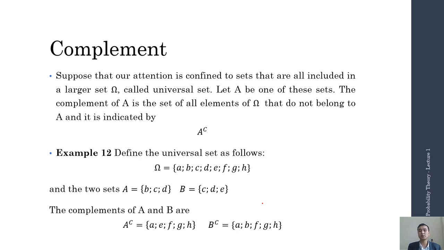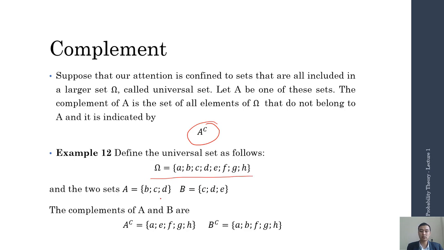The complement. Suppose that our attention is confined to sets that are all included in a larger set, omega, capital Greek letter, called the universal set. Let A be one of these sets. The complement of A is the set of all elements of omega that do not belong to A. It is indicated with A complement. We read this A complement. Define the universal set as follows.